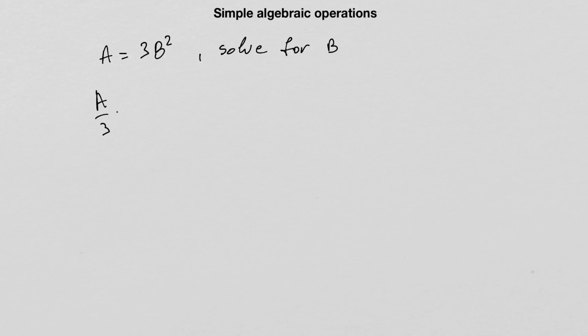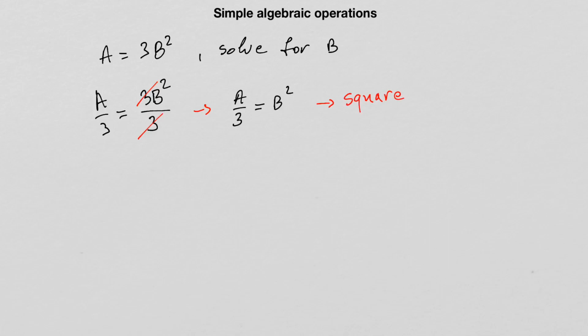So a divided by 3 is equal to 3 times b squared divided by 3. We have 3 in the numerator and denominator, those will cancel out. And so what I'm left with is that a divided by 3 is equal to b to the second power. The question is, how do we deal with that second power here? Well, it turns out that there is an operation that would remove the second power, and that operation is called square root.